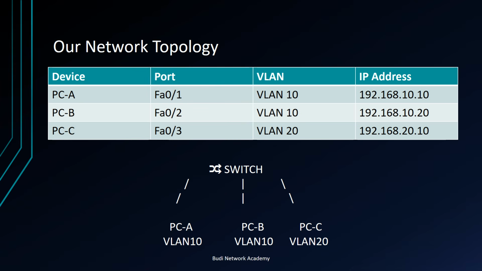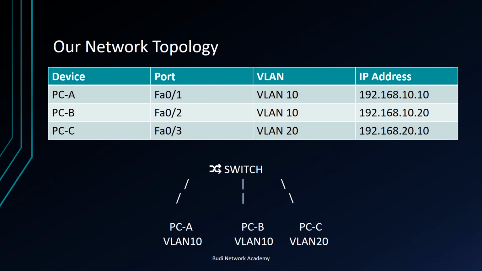Here is our lab topology. We have one network switch and three computers. PCA and PCB will belong to VLAN 10, which we will use for the IT department. PCC will belong to VLAN 20, which we will use for the HR department. We will also give each computer an IP address.